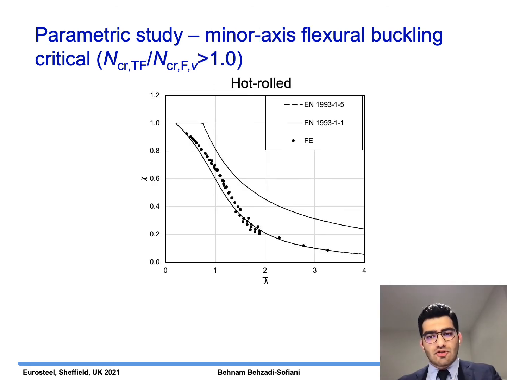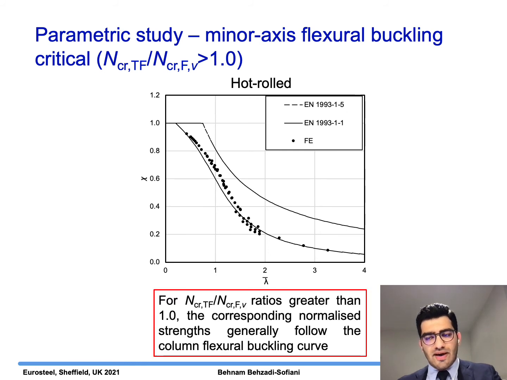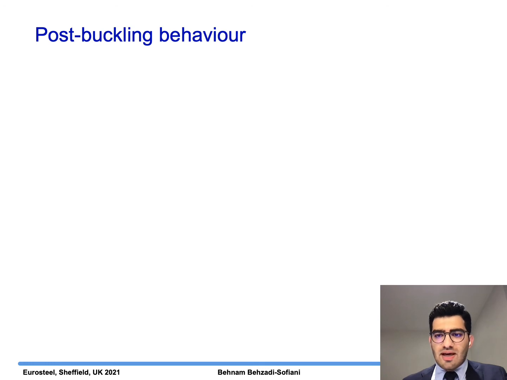When minor axis flexural buckling is critical, the buckling reduction factors generally follow the column buckling curve. In order to investigate the observed trends in the numerical data, a study into the elastic post-buckling stability of equal leg angle section columns was conducted.